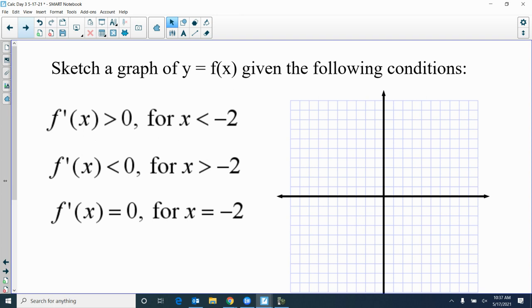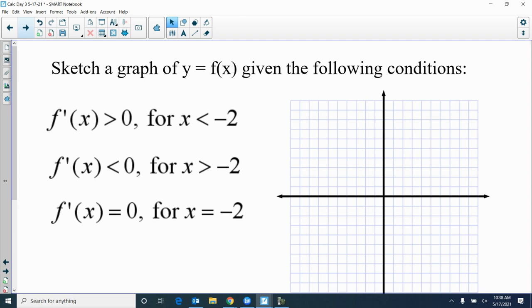Now you are graphing the original function. You're not graphing the derivative. Oh, wow. You're graphing the original function, not the derivative. So if you got a straight line, that's wrong.